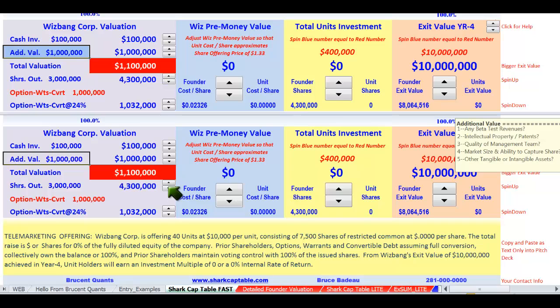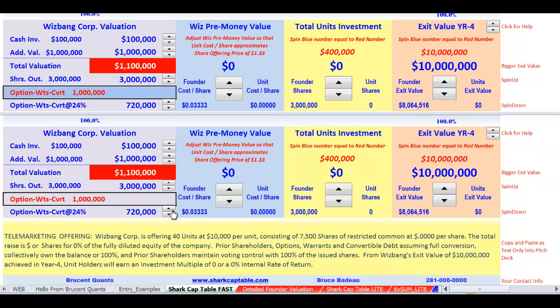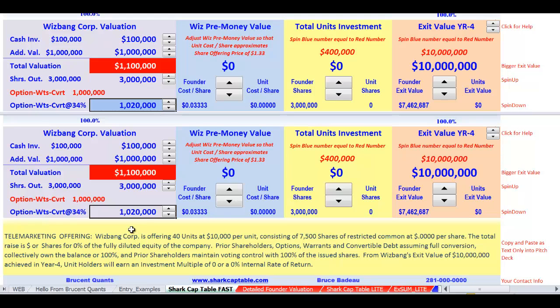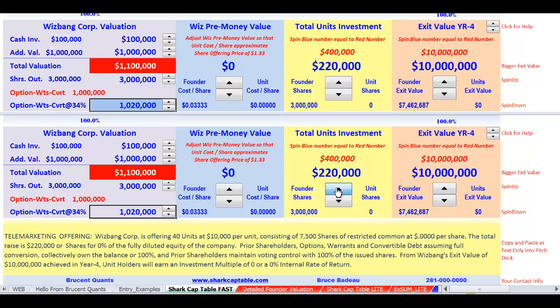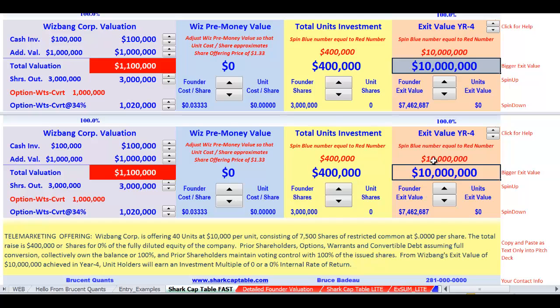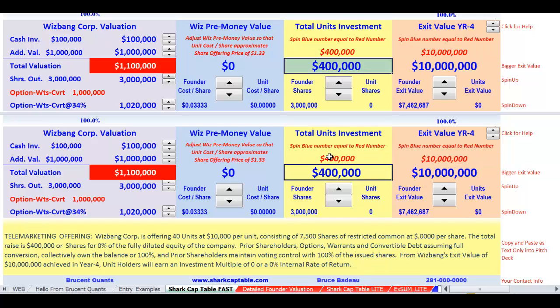Now, here's one we have to adjust because it says 3 million, so let's make it down to 3 million. And we know that there's a million options and warrants, so we have to crank that up. Now, it's not going to be exact. Don't worry, this is an approximation. And the next thing we need to do is we already see that $400,000 needs to be cranked in here. So we'll put 400K here. And we've already got the 10 million already in there. So you're just making the blue equal to the red.